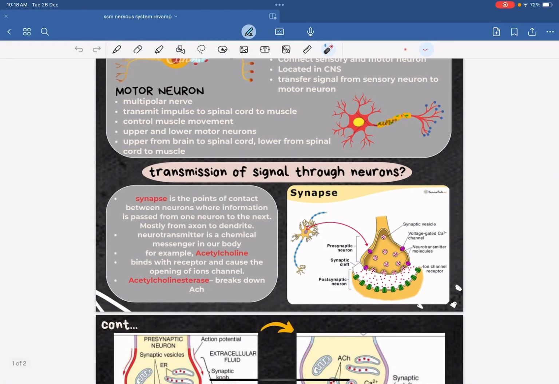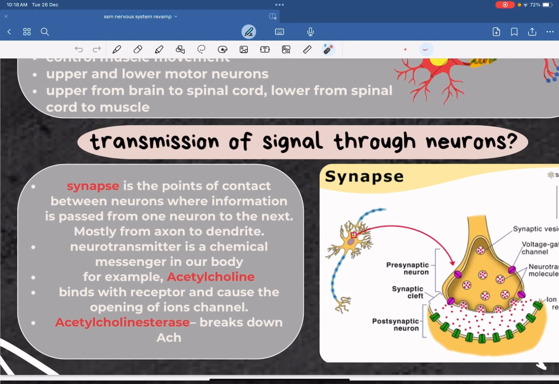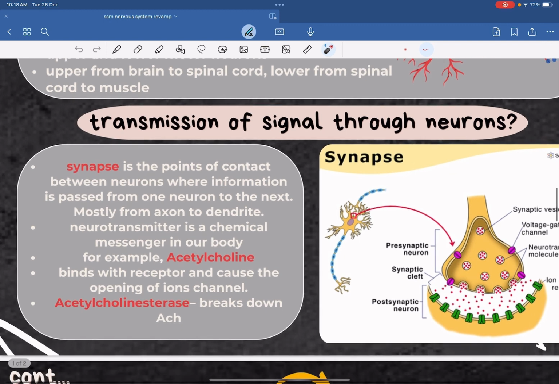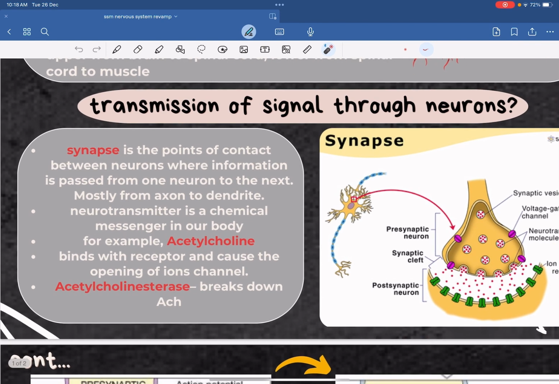So, a synapse is basically the point of contact between two neurons where information is passed from one neuron to the next. Mostly it's from axon to dendrite. So we have the neurotransmitter here, which is a chemical messenger in our body that is very important. The neurotransmitter is basically in the form of acetylcholine. It will bind with the receptor and cause the opening of the ion channel. We also have an enzyme here called acetylcholinesterase, which breaks down the acetylcholine.